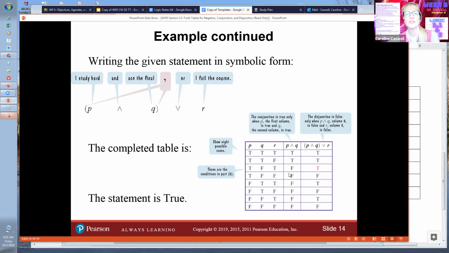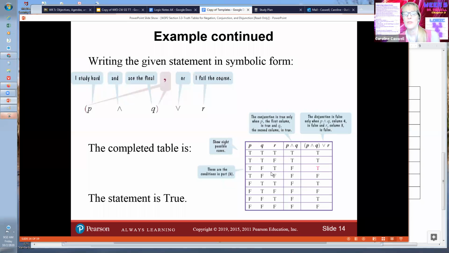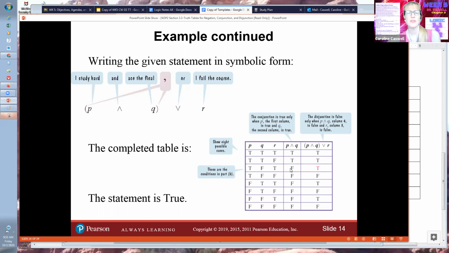Oh, no, I see what they're saying. They're saying if I study hard and I ace the final, whoopsie, or I fail the course. Okay, so what they're basically saying is T, okay. I'm not sure how they're coming up with the statement is true.